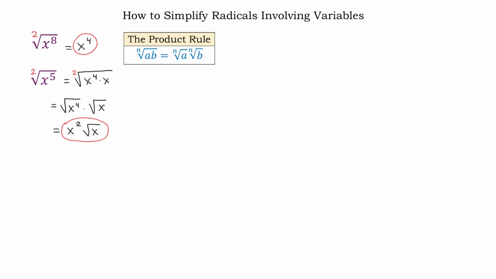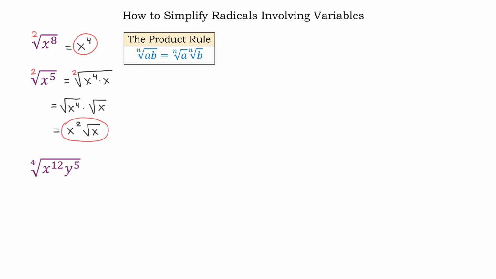Now, once we get more practice and we understand that we are applying the product rule, we can skip this step. And we can just say that the square root of x to the 4th power is x squared, and the other x remains inside the square root.